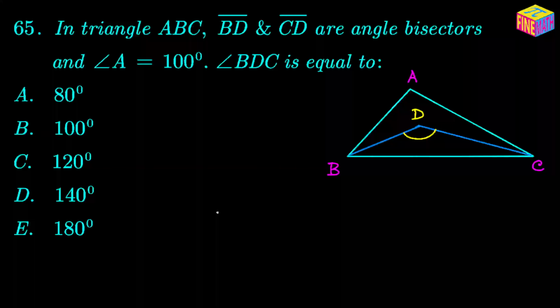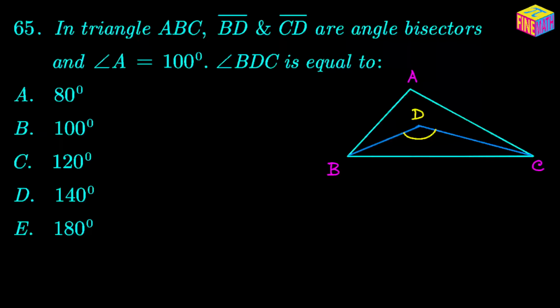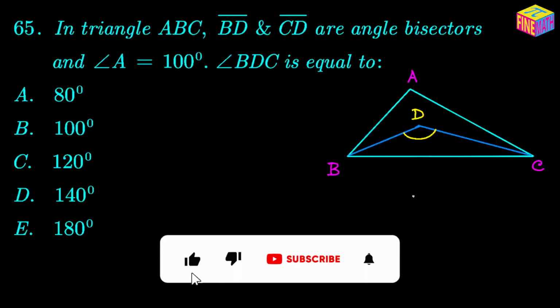So let's get started. The question says, in triangle ABC, BD and CD are angle bisectors and angle A is equal to 100 degrees. Angle BDC is equal to which of the following 5 options? So we have to essentially calculate the angle BDC. If you look at the diagram, angle BDC is the large angle there, which I have highlighted with a yellow arc. The only information we have been provided is that angle A is 100 degrees.